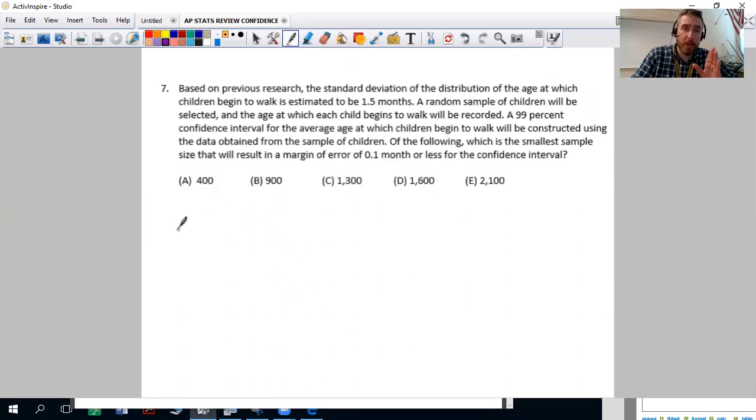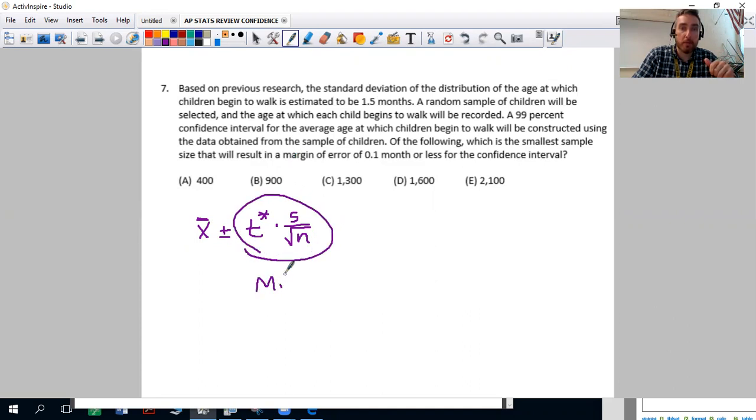So remember margin of error, when you do a confidence interval for a mean. When you do a confidence interval, it's your point estimate plus or minus your critical value. In this case, if it's means, t star times your standard error, which is your standard deviation over square root of n. And this part right here, that's your margin of error. That's what we're focused on here.